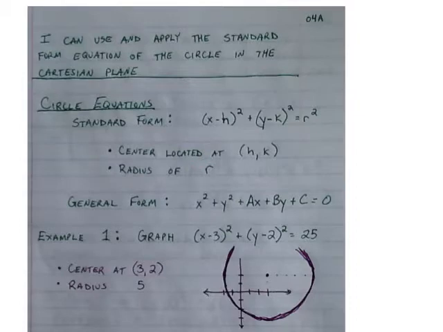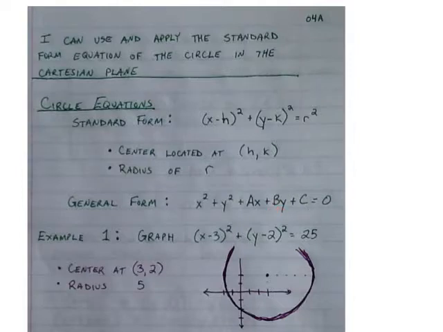The second form is called the general form, and we use that less often because it's difficult to connect it to graphing, though we can. And that will fall in the form of x squared plus y squared plus ax plus by plus c.